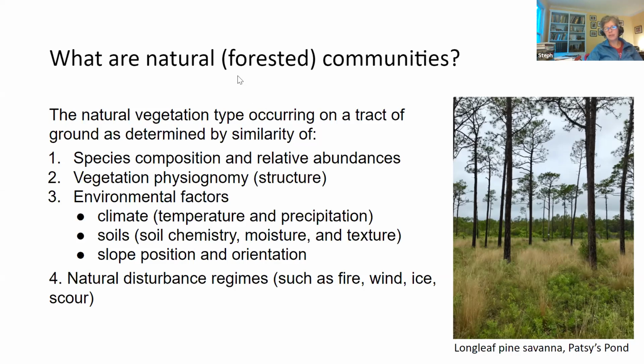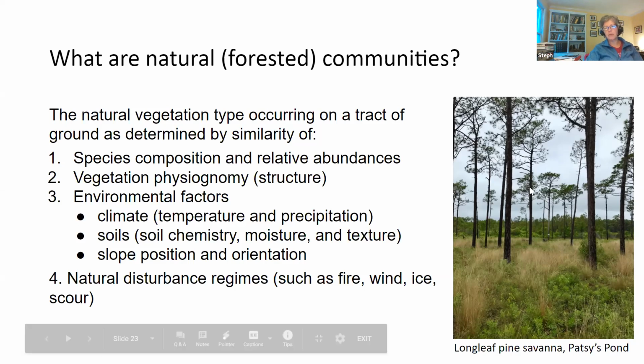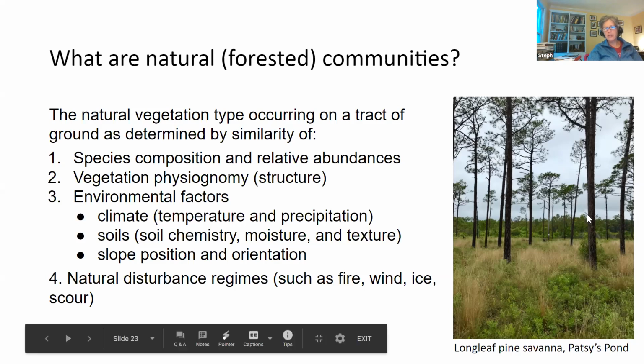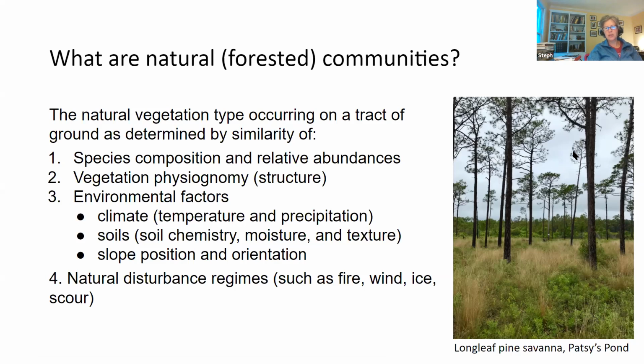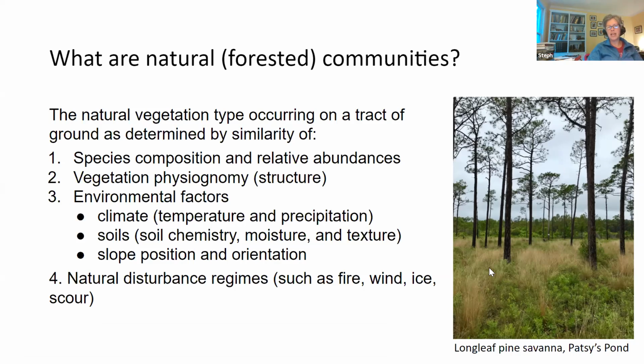The structure or physiognomy of the vegetation. So for example, this photo of Patsy Pond on the right has a canopy. Would you call it a closed canopy? I would not. I would call this an open canopy. Those canopies are not touching each other. And then there's not much else. It looks like there's just one species in the overstory, little to no mid-story, and then a very developed understory. So that's a specific vegetation physiognomy, and that can tell you what forest type you have.